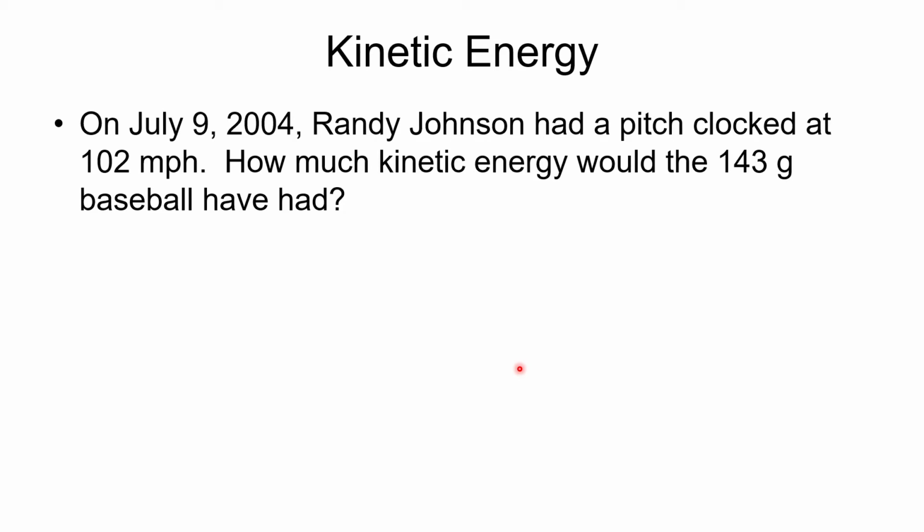For kinetic energy, we want to calculate the kinetic energy of an object. So here we've got, on July 9th, 2004, Randy Johnson, who is now retired, pitched a ball in a regulation game at 102 miles per hour. And we want to calculate how much kinetic energy the baseball would have. Now, the standard baseball comes out to about 5 ounces, usually within a couple of grams of 143 grams. So most baseballs are pretty close to that 143 grams. We want to determine how much kinetic energy that baseball would have had.